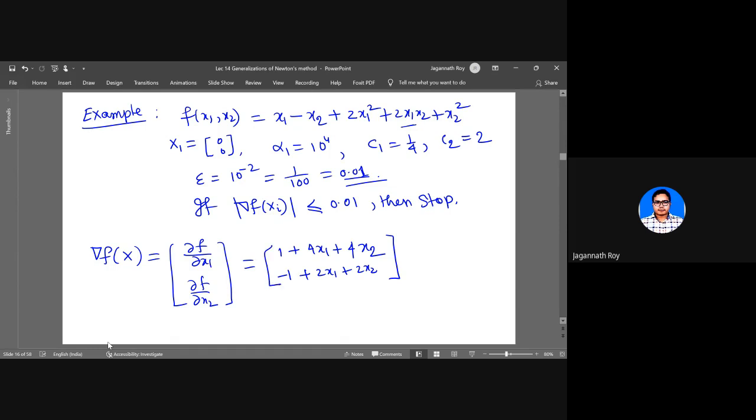So if you substitute the gradient of f at x1, so this is 0. So 1 plus 0 plus 0, minus 1 plus 0 plus 0. You will get 1, minus 1.